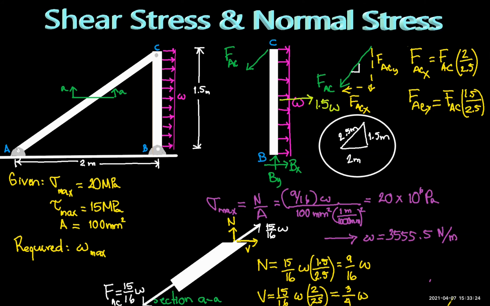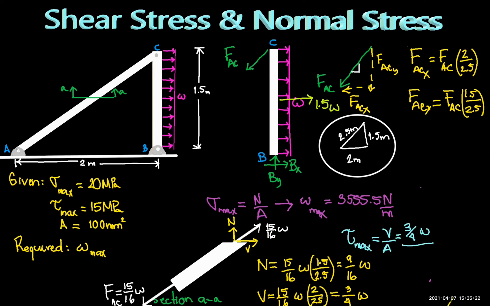We need to verify this value with the maximum shearing stress constraint, and to do that, let us use the maximum shearing stress equation. Here we know that the maximum shearing stress is equal to 15 times 10 to the 6 pascals, and that is equal to the shearing force, which is 3 over 4 times W, divided by the cross-sectional area of section AA, which is 0.0001 square meters. We get that the maximum magnitude of the distributed load is 2000 newtons per meter.